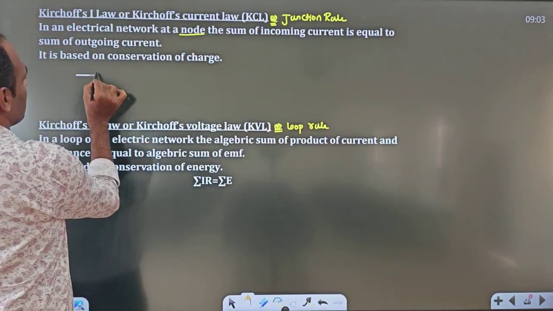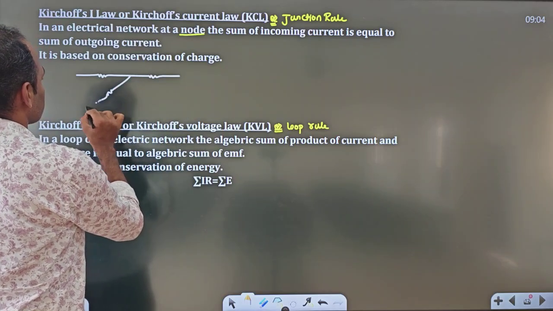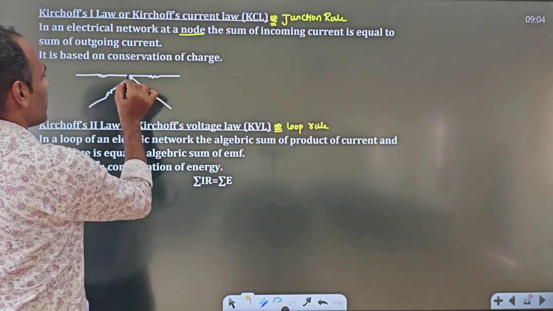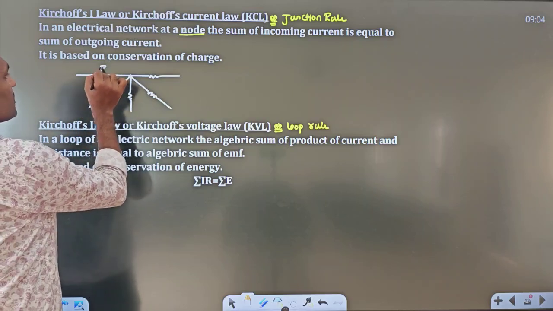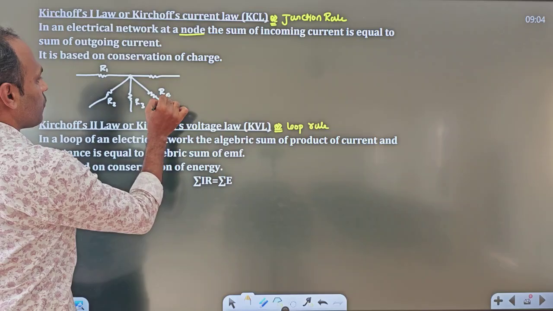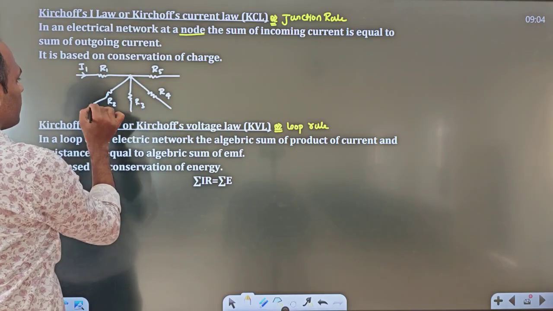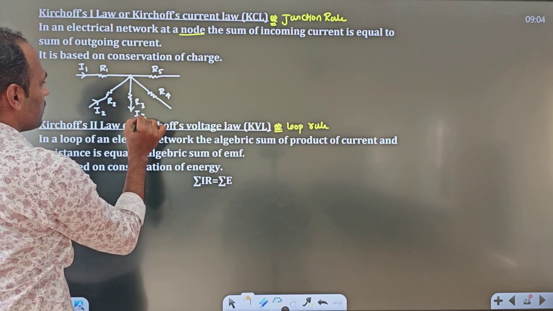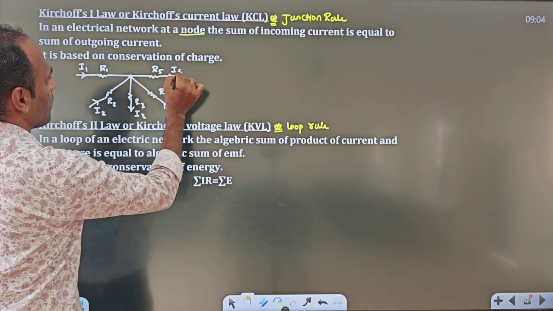For example, now I will take a circuit here. I will take a circuit here. Okay, so these many branches are meeting here at this point. So this point is called a junction or node. Correct? So this is R1, R2, R3, R4, R5. Correct? So here this is I1, this is I2, this is I3, this is I4, and this is I5.